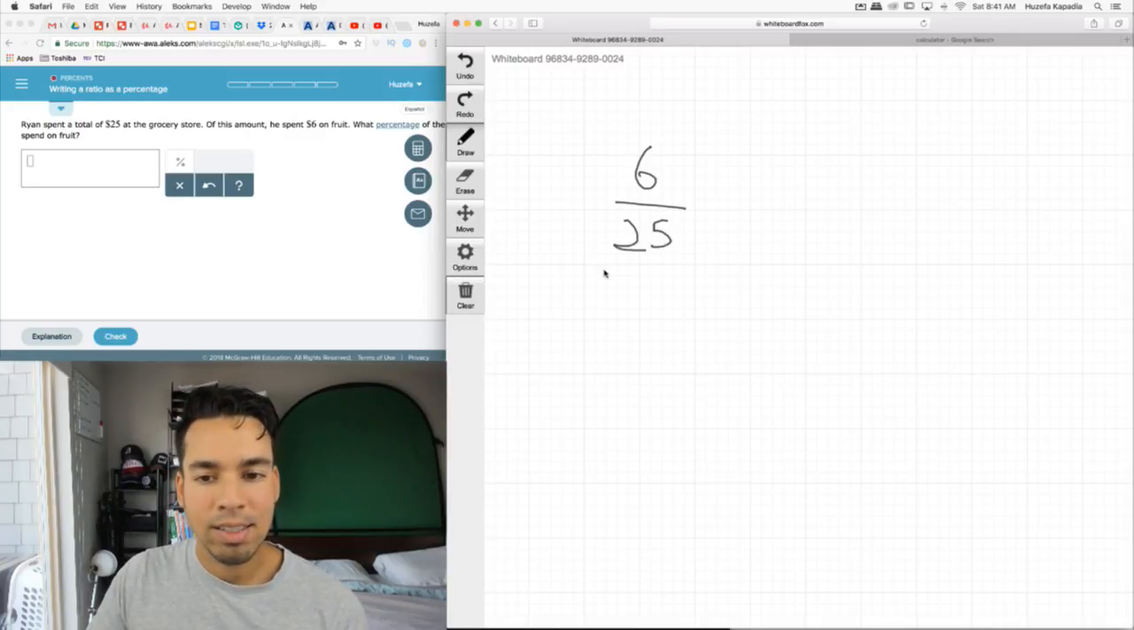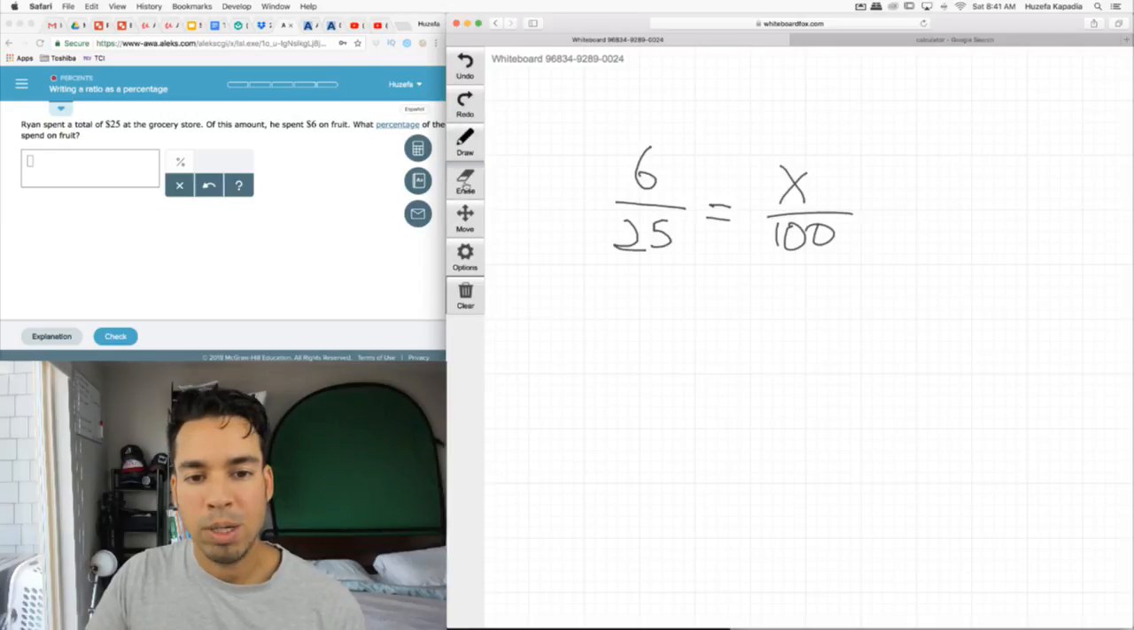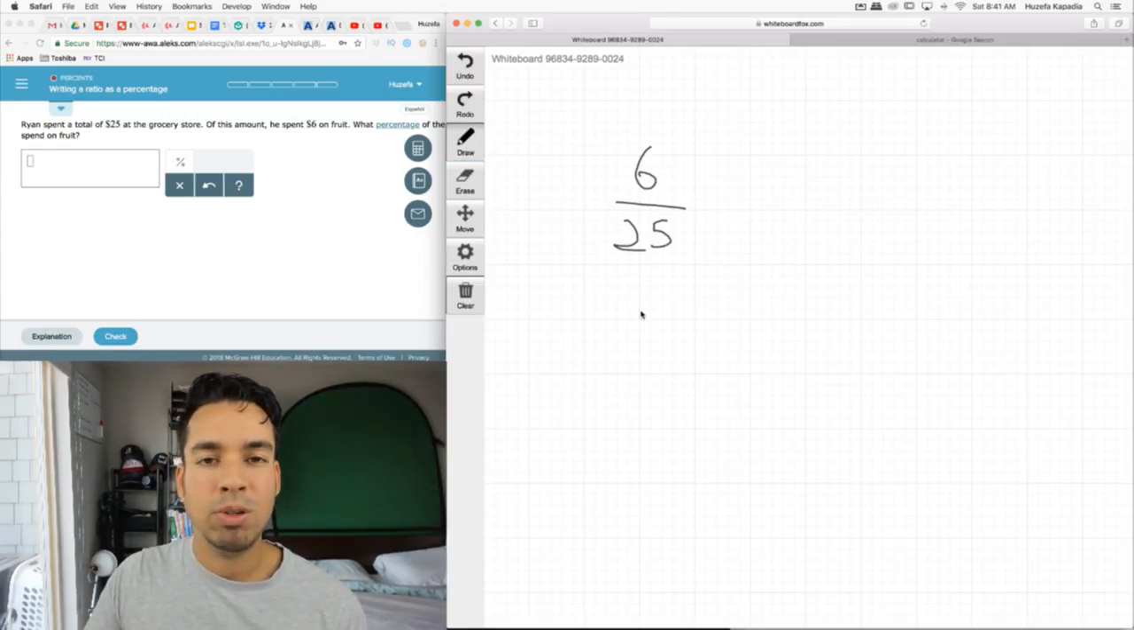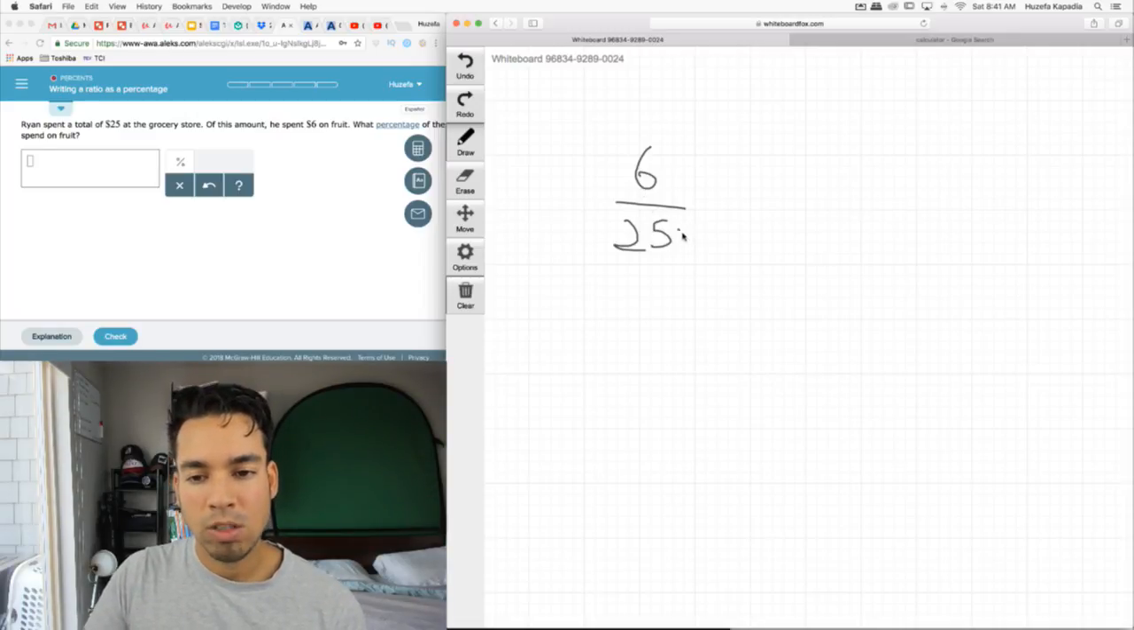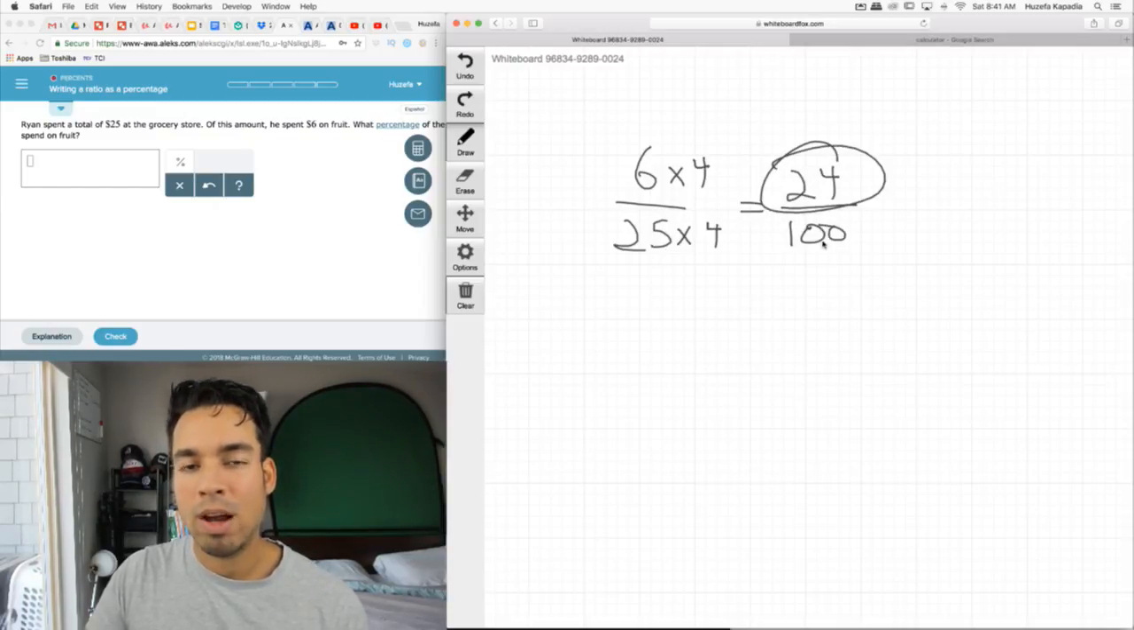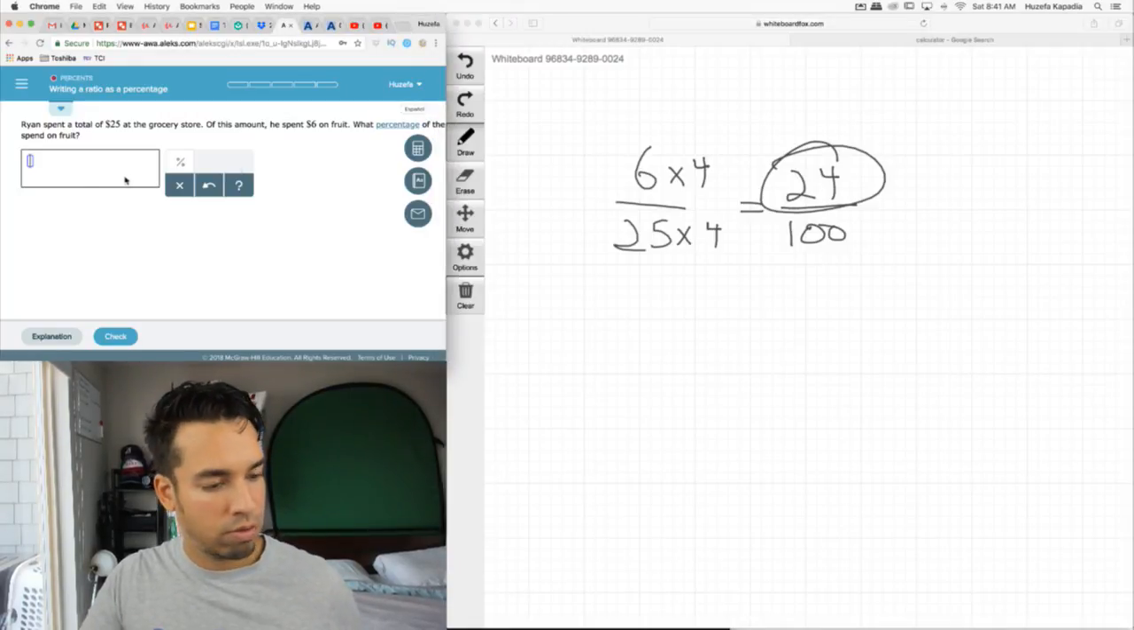Because it's a nice number that goes into 100, we could set this up as the percent proportion and solve it this way. But we actually don't need to. It's a little bit easier. Instead, percent is always per cent, out of 100. And since this can multiply into 100 if we times it by 4, we have to do the same to the top. The bottom becomes 100 and the top becomes 24. 24 out of 100 is 24 percent, so it's 24%.